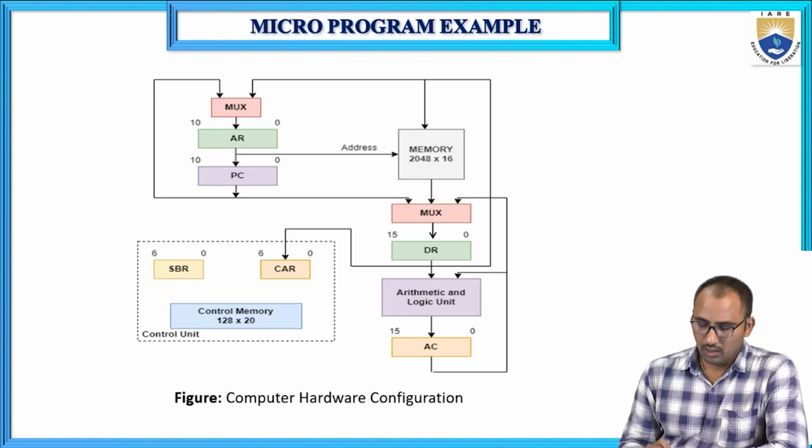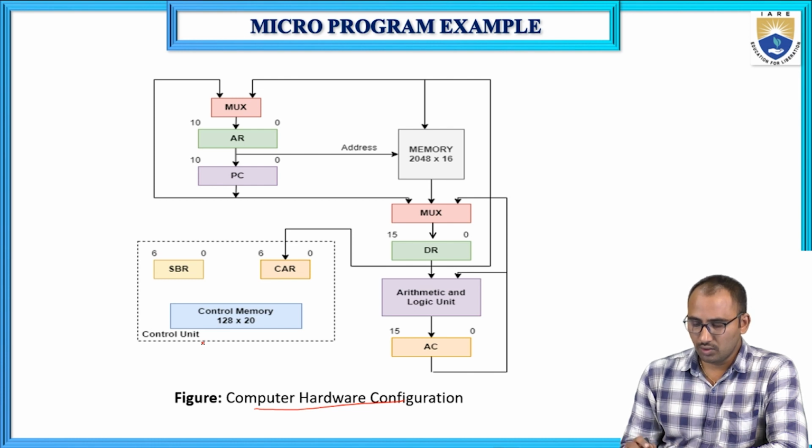Coming to the computer hardware configuration, the computer mainly consists of two types of units: the processor unit and the control unit. The area represented with the dotted line is the control unit, and the remaining is the processor unit. So in total it contains two types of units: a processor unit and a control unit.